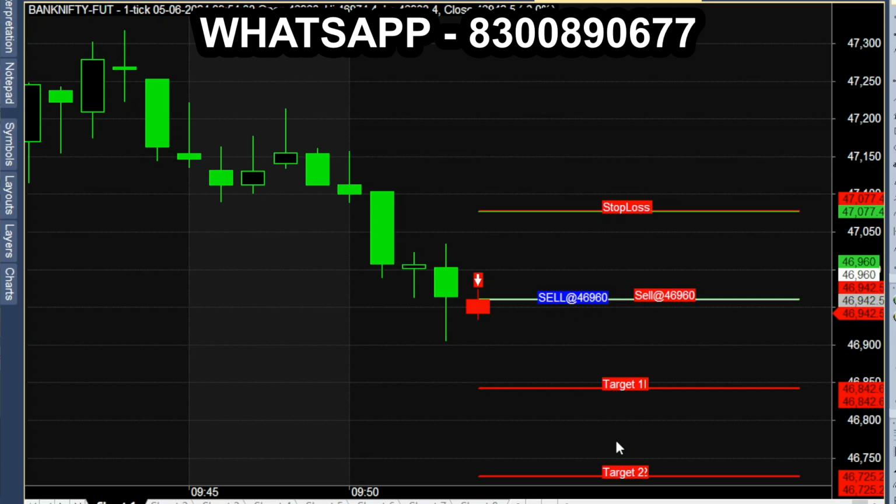And today after 9:50 the call came at 46,960, that straight white line from red candle, that is our entry point line. Below lines are first target, second target line, above line is the stop loss line. The call came at 960, first target is 842. It's more than a 110 point target, more than 100 point target.